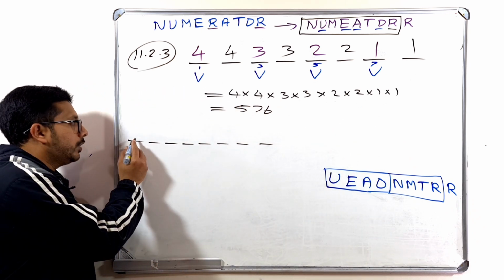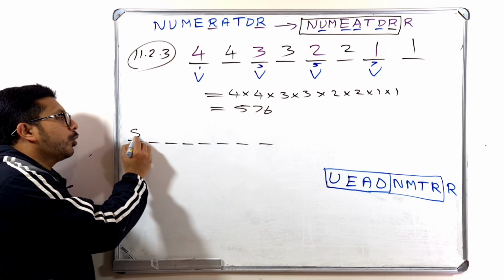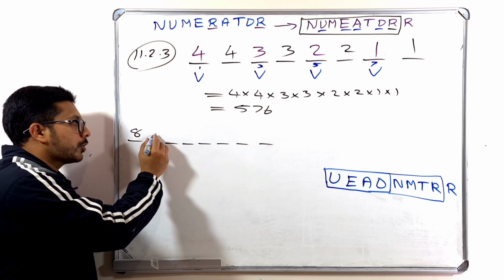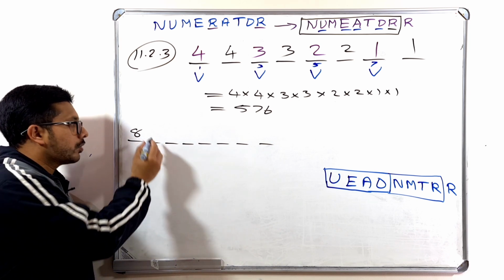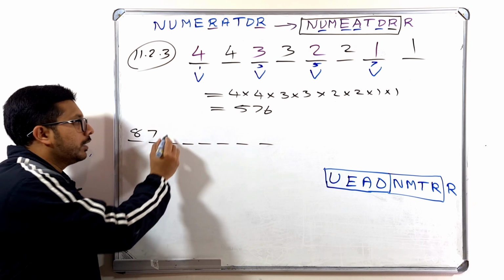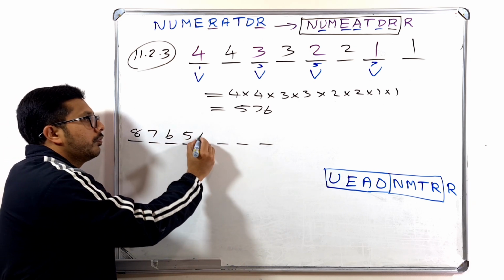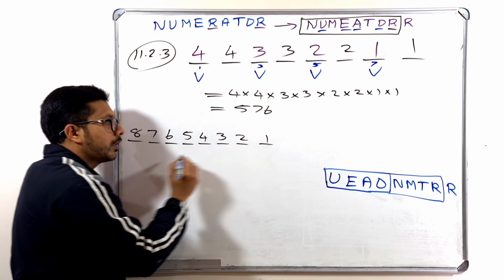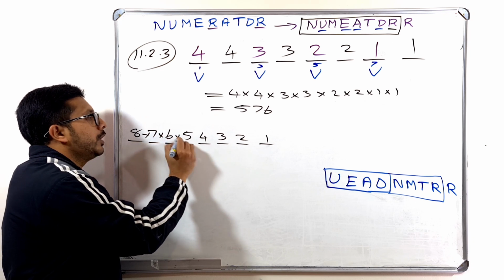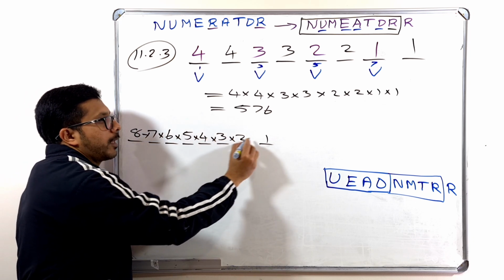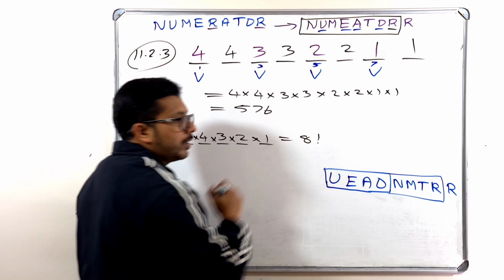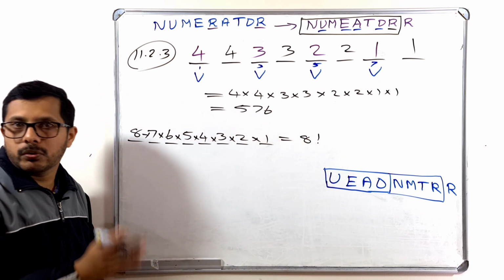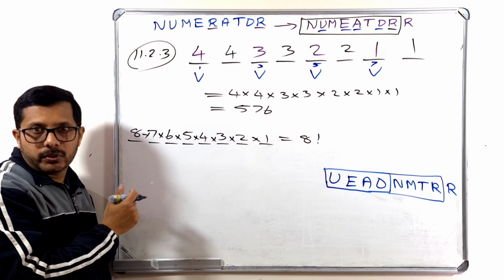That means for this position to be filled, how many options? 8. Repetition is not allowed, so for the next position 7, then 6, 5, 4, 3, 2, 1. So total how many possibilities? You have to multiply all of that, which is the same as 8 factorial. That means the total possibility without any condition is 8 factorial.